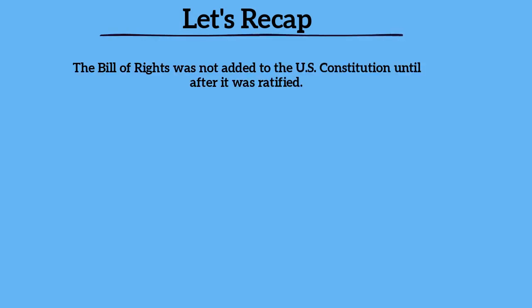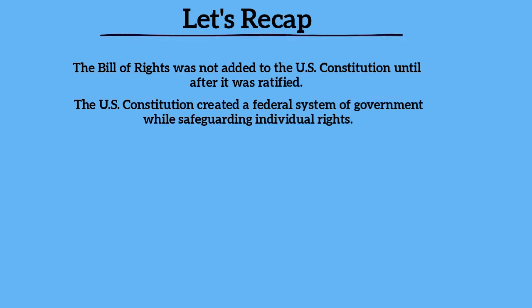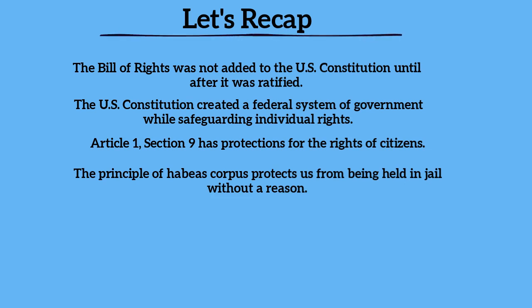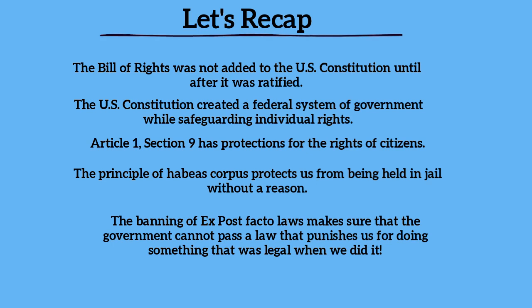Let's recap what we've learned so far. Remember that the Bill of Rights was not added to the U.S. Constitution until after it was ratified. And the Constitution created a federal system of government while also safeguarding our individual rights. Article 1, Section 9 of the Constitution has protections for the rights of citizens, including the idea that habeas corpus protects us from being held in jail without a reason, and no ex post facto laws, which make sure that the government cannot pass a law that punishes us for doing something that was legal when we did it.